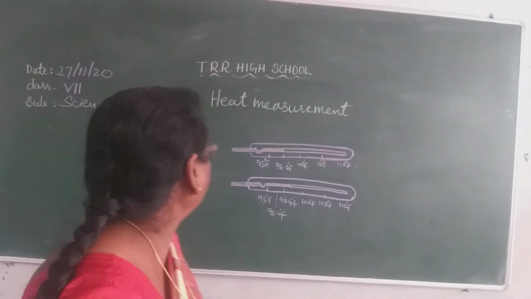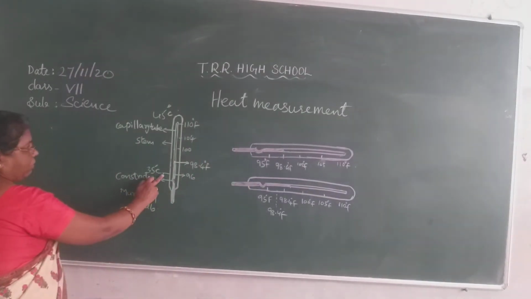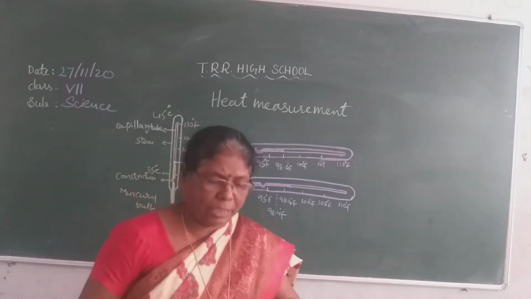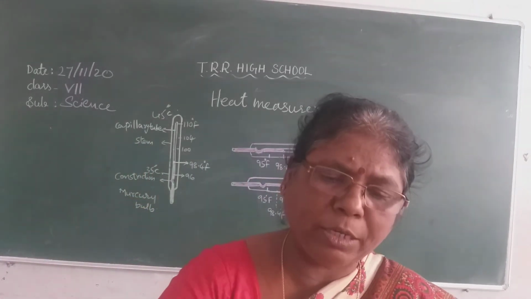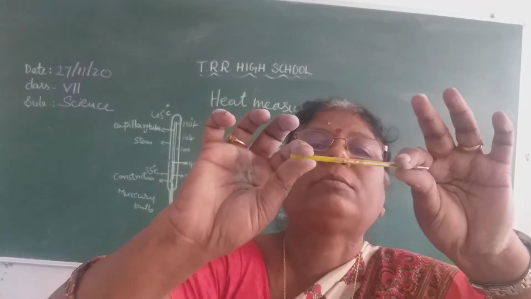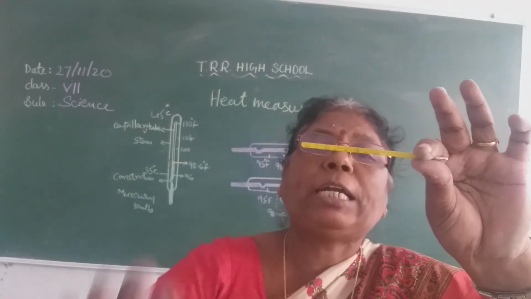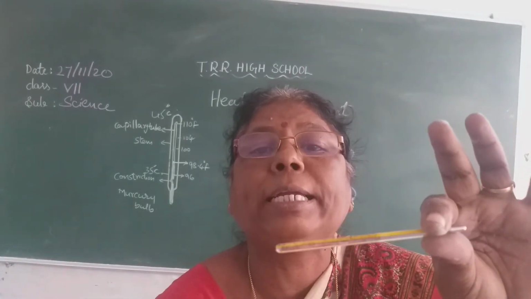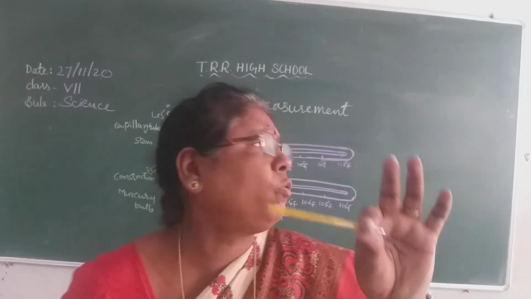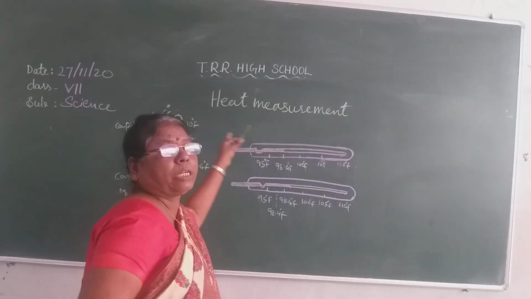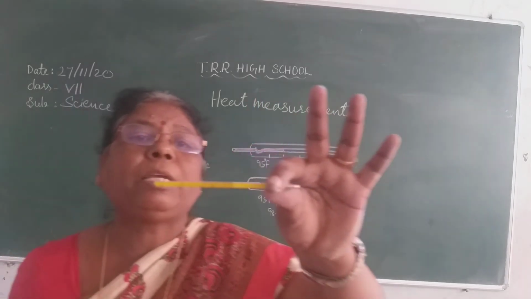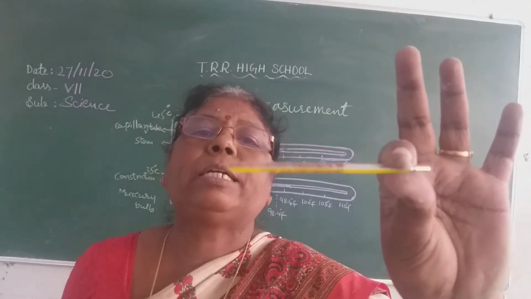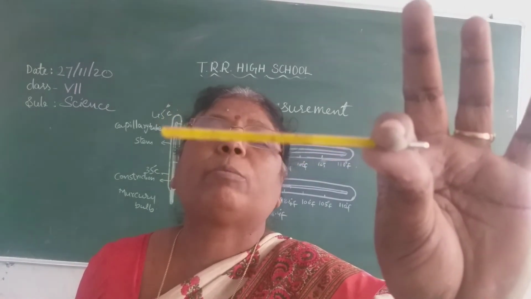So here you have seen the Celsius scale. It starts at 35 degrees Celsius and goes to 45 degrees Celsius. Now coming to the Fahrenheit scale, see carefully here. It starts at 95 degrees Fahrenheit, and up to 108 is given. In some thermometers you will get even 110 degrees Fahrenheit. Here in this thermometer, 95 degrees Fahrenheit to 108 degrees Fahrenheit is given.